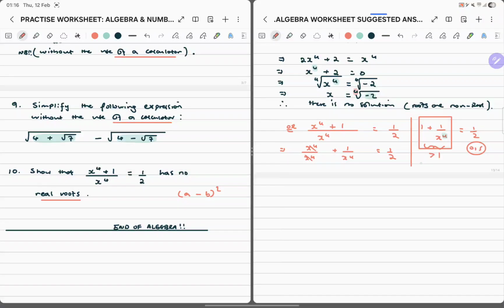So this is already suggesting that, therefore we know that 1 plus 1 over x to the 4 cannot be equal to a half, because that is already greater than 1. And so you make the nice conclusion that therefore the roots are non-real.